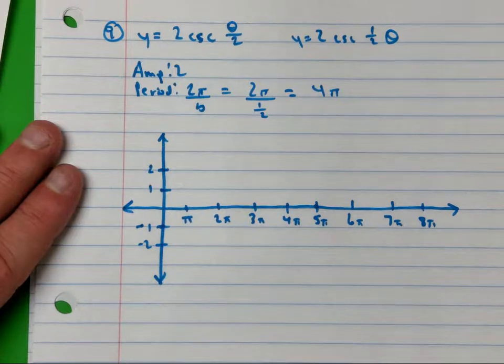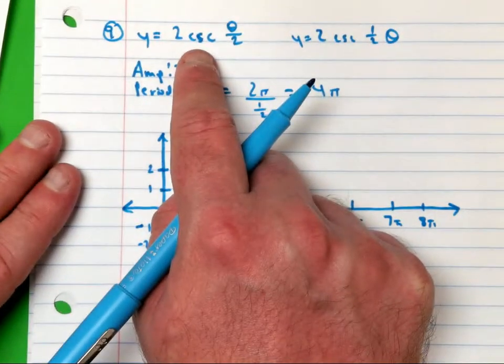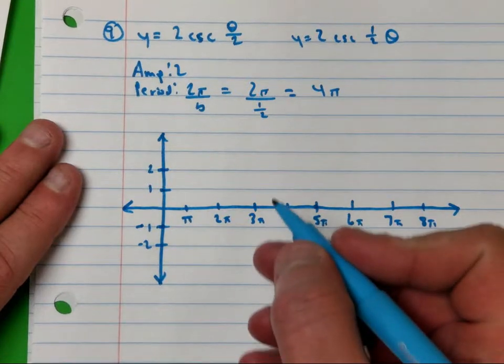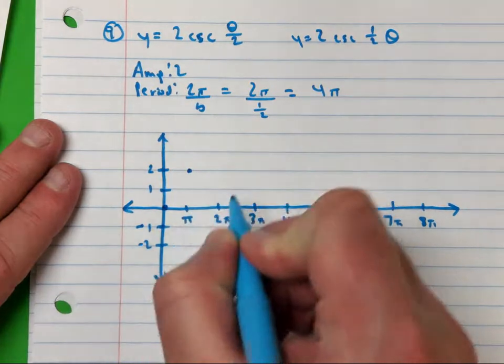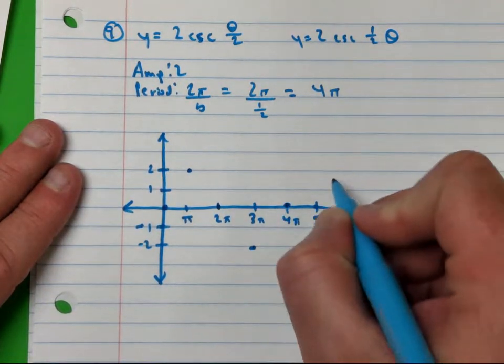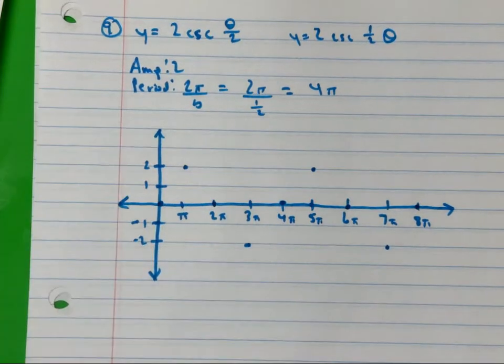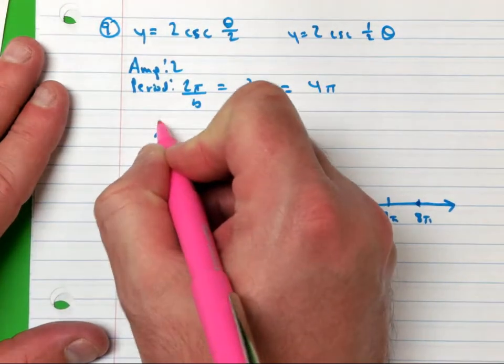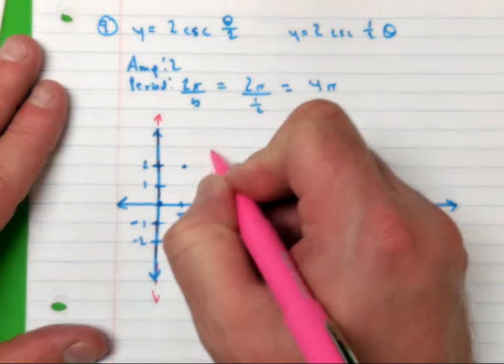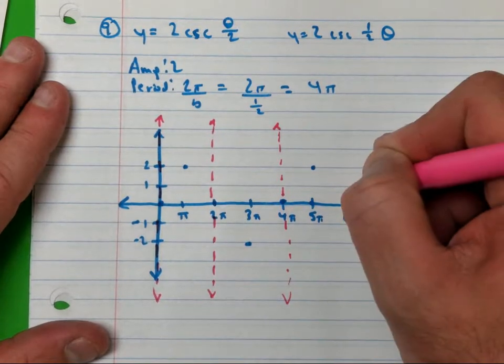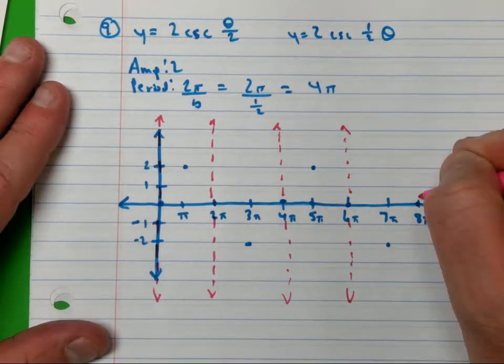Alright. Now cosecant is the reciprocal of sine. So you start at the origin with your dots. Now this is where it becomes different. Wherever it crosses the x-axis will be an asymptote. Like here, it's sitting on the x-axis. So I'm going to have an asymptote going through here, here, here, and here.